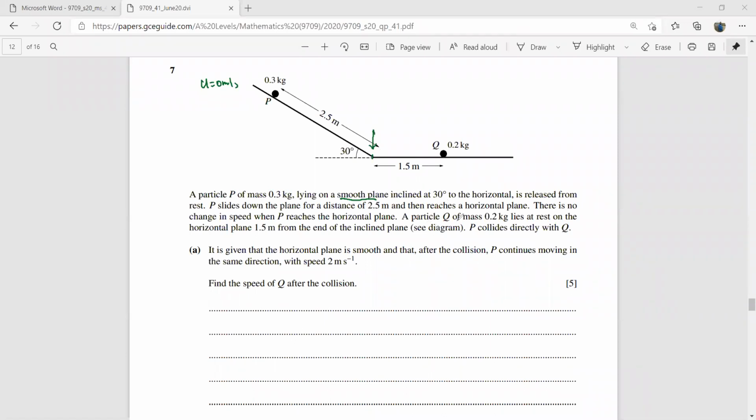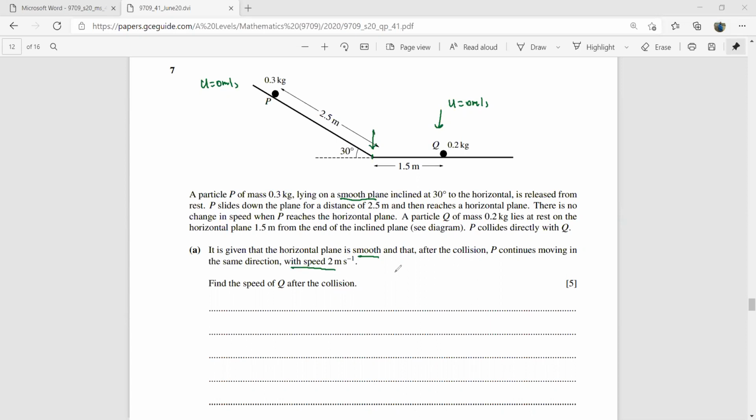A particle Q of mass 0.2 kg lies at rest, okay, this is also lying at rest, on the horizontal plane 1.5 meter from the end of the inclined plane. P collides directly with Q. It is given that the horizontal plane is smooth. Chalo shukar hai, that is smooth as well. And that after the collision, P continues moving in the same direction, with speed.